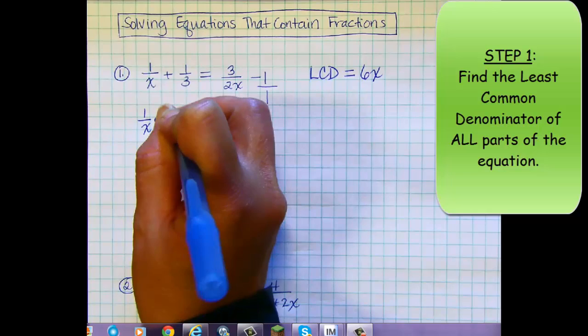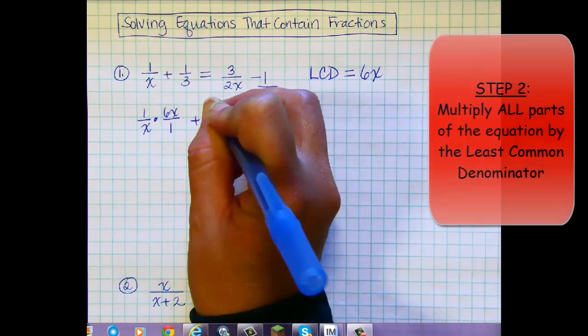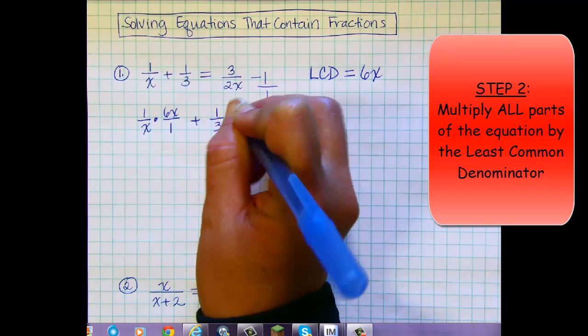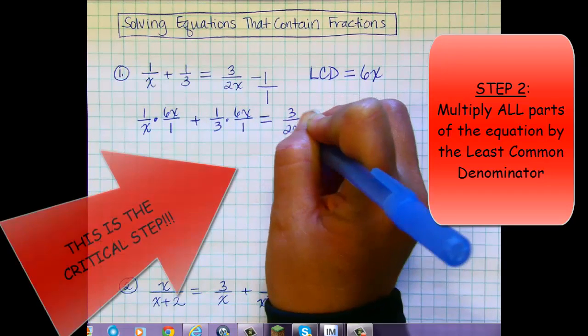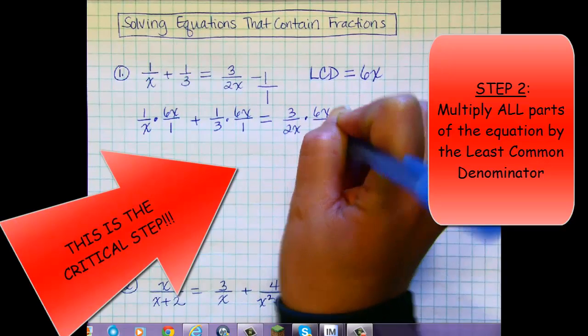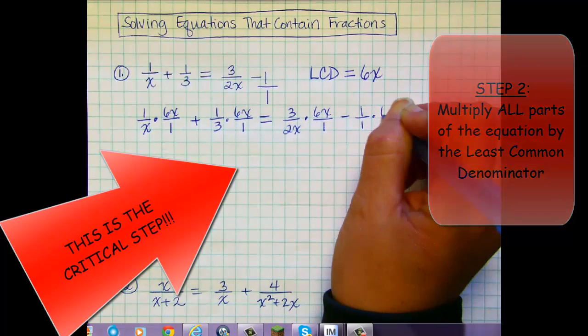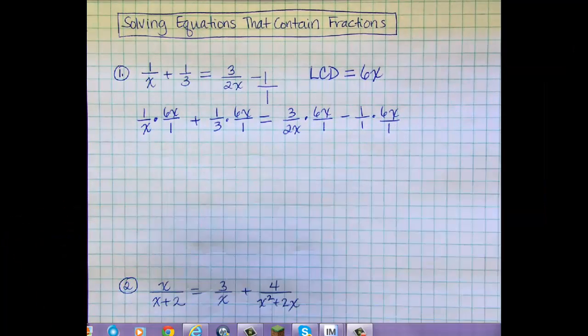So I take every part of my equation, 1 over x times 6x over 1, plus 1/3 times 6x over 1 equals 3 over 2x times 6x over 1 minus 1 over 1 times 6x over 1. So I make this huge mess, and it's terrifying. But now all of my denominators will cancel out, and I'll be left with a basic equation to solve. So you need to make the big mess so that it will clean up pretty quickly. And that's always the scariest part of solving these equations.